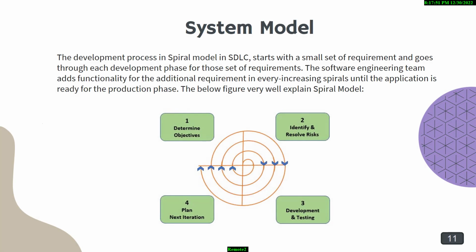Okay, we use the spiral model in SDLC. Spiral model starts with a small set of requirements and goes through each development phase for those requirements. The software engineering team adds functionality for the additional requirements in every increasing spiral unit. The application is ready for the production phase. That means if you build a project, then you can plan it better, then you can apply it in your project.